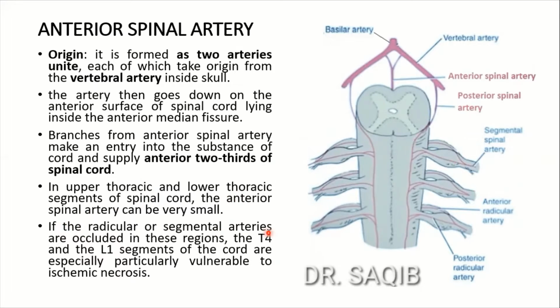If the radicular or segmental arteries are occluded in these regions, the T4 and L1 segments of the spinal cord are particularly vulnerable to ischemic necrosis. That is clinically very important. That I will tell you later on more elaborately.